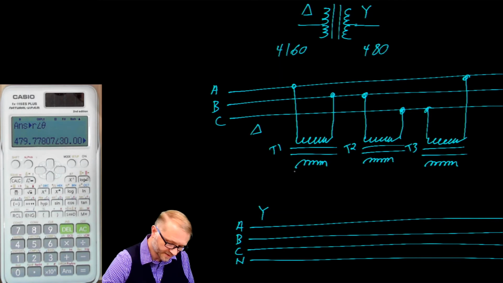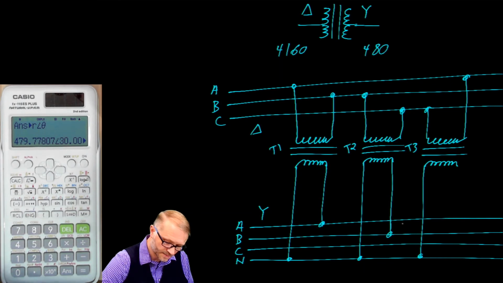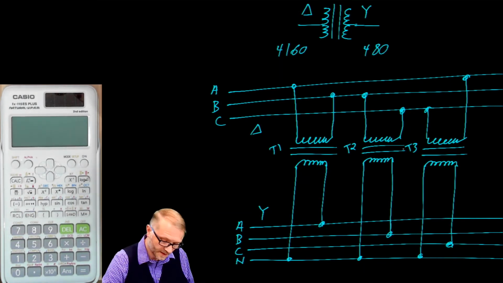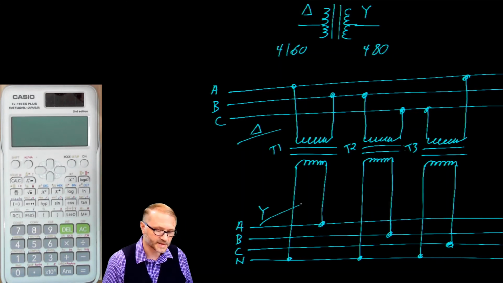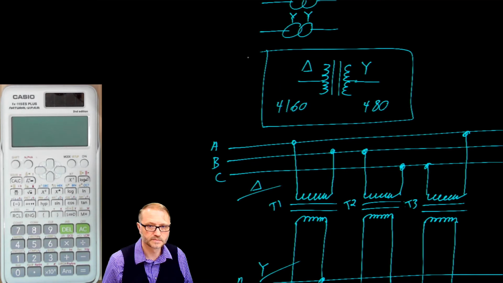For the Y configuration, we'll let this drop down to neutral on every single transformer. Then we'll bring this to A, this to B, and this to a C phase. And that completes our connections. We have a delta connected primary going to a Y connected secondary, which is exactly what we have shown here. There are other ways to view these connections, so I'm going to take a moment to sketch that out now.